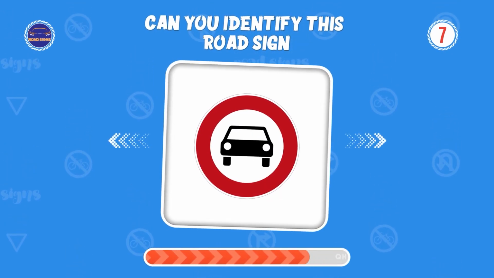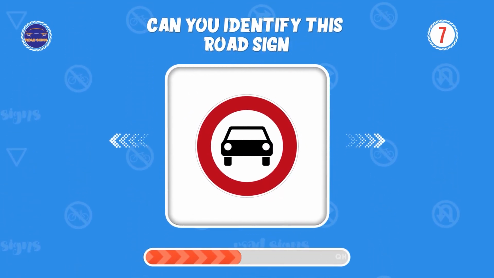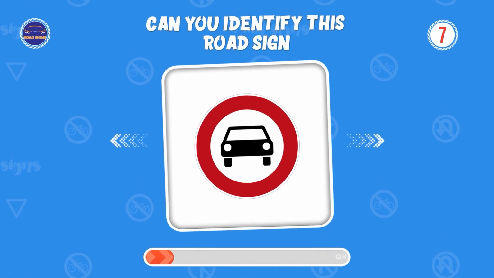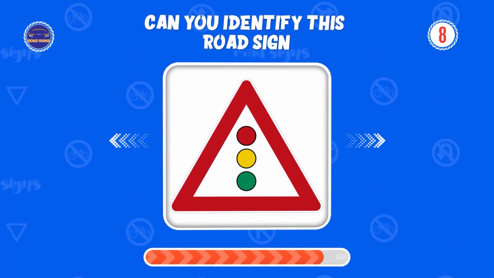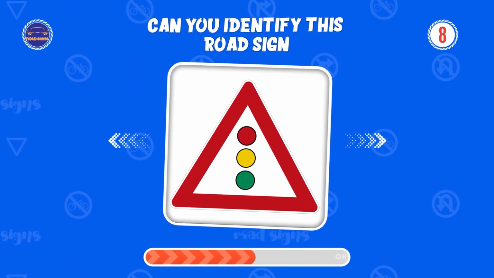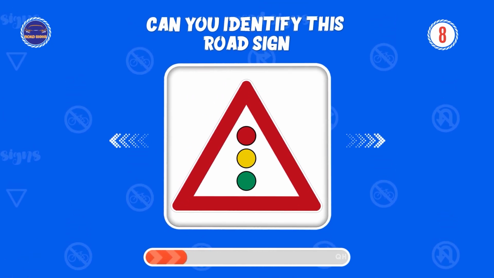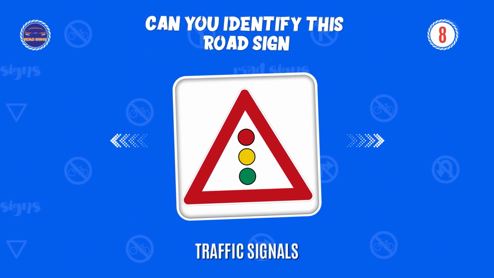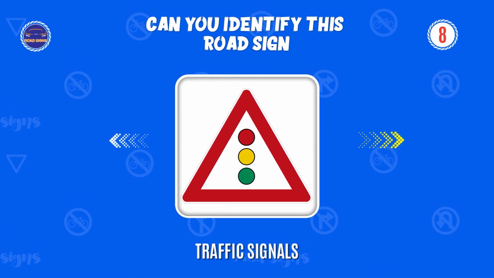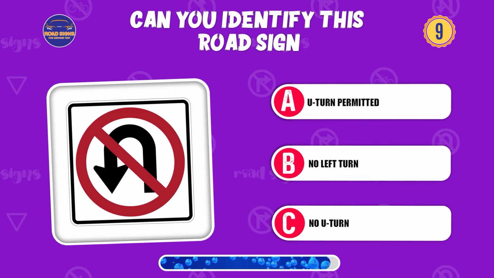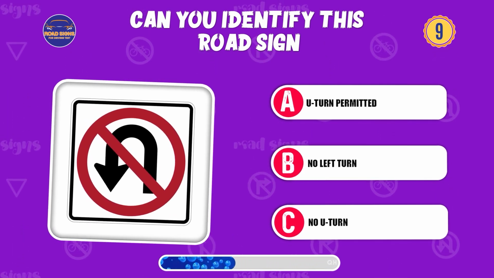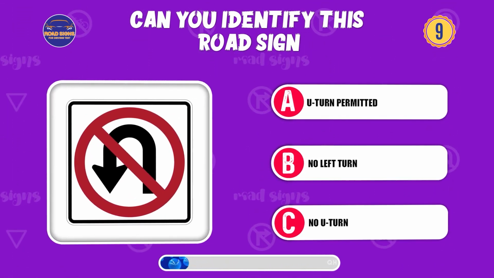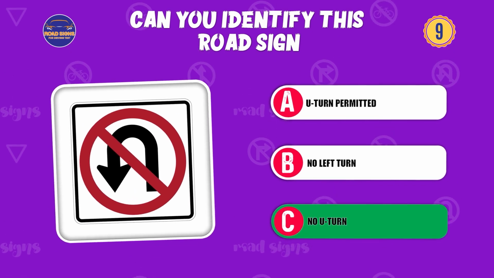What restriction does this sign indicate? No motor cars or other multi-track motor vehicles. What does this road sign represent? Traffic signals. What maneuver is prohibited by this sign? C. No U-turn.